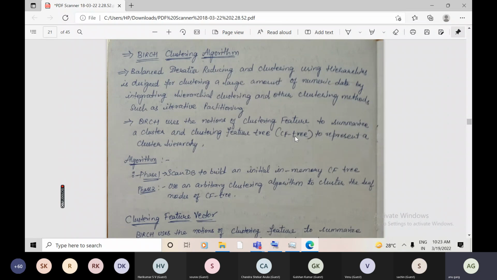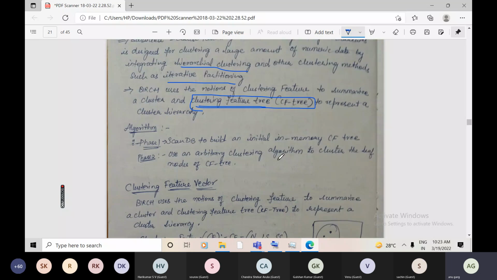BIRCH. Now next is the BIRCH clustering algorithm. This is also an important one. Here we use a combination of hierarchical clustering and iterative partitioning, that is, a combination of K-means and DBSCAN. And here we use a clustering feature tree. You need to understand what this clustering feature tree is, then only can we understand the problem.